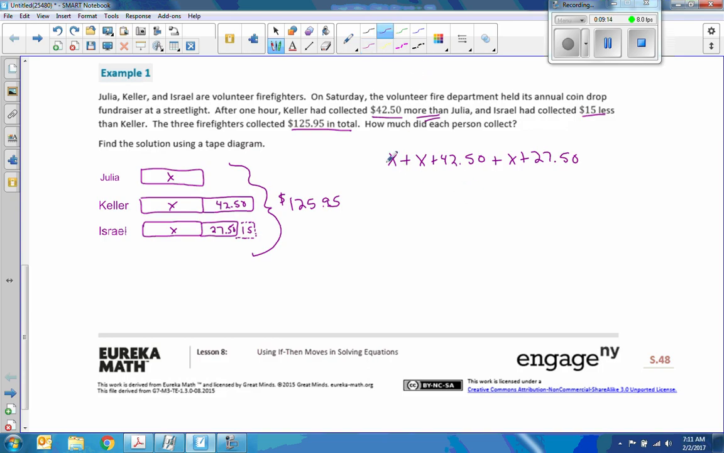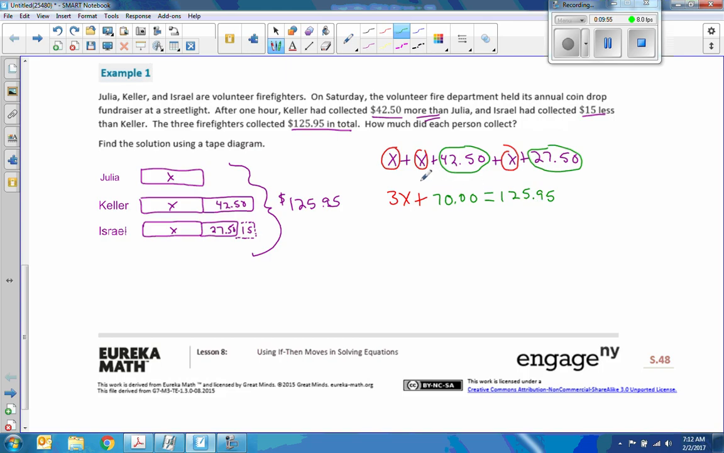And I'm going to combine my like terms. So I have an x, I have an x, I have an x, and the other like terms are the constants 42.50 and 27.50. So x plus x plus x is 3x plus 42.50 plus 27.50. Well, 50 cents and 50 cents is a full dollar, so don't forget to carry that 1. 7 plus 2 is 9 plus 1 is 10. Carry another 1. 2 plus 1 is 3 plus 4 is 7. Okay, so it's 3x plus 70 equals 125.95.